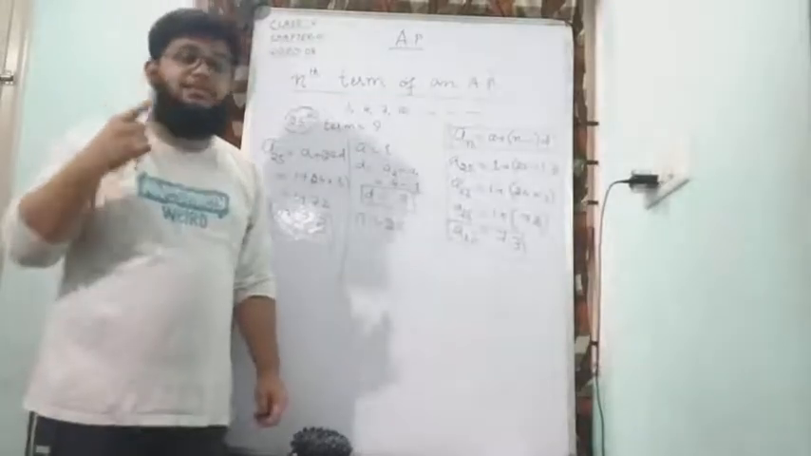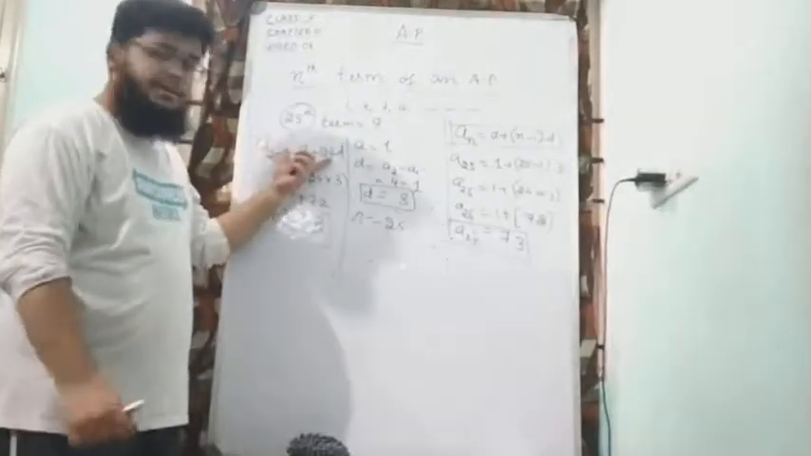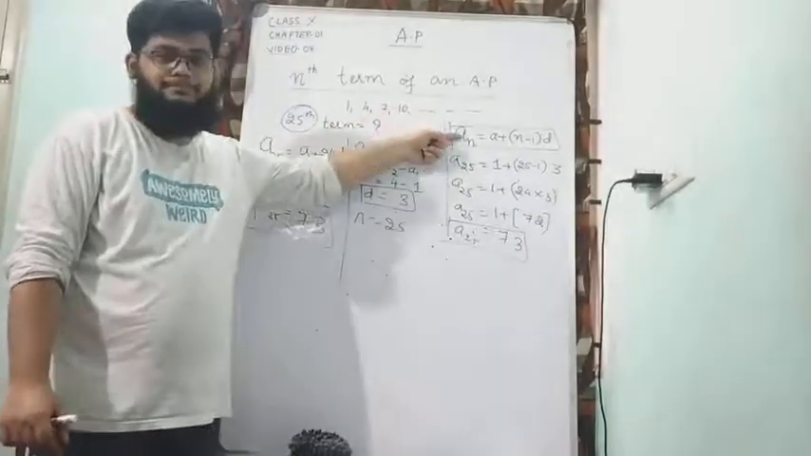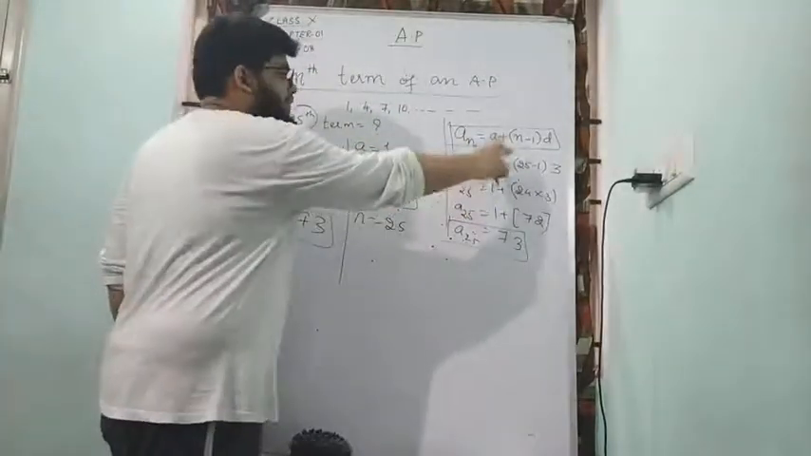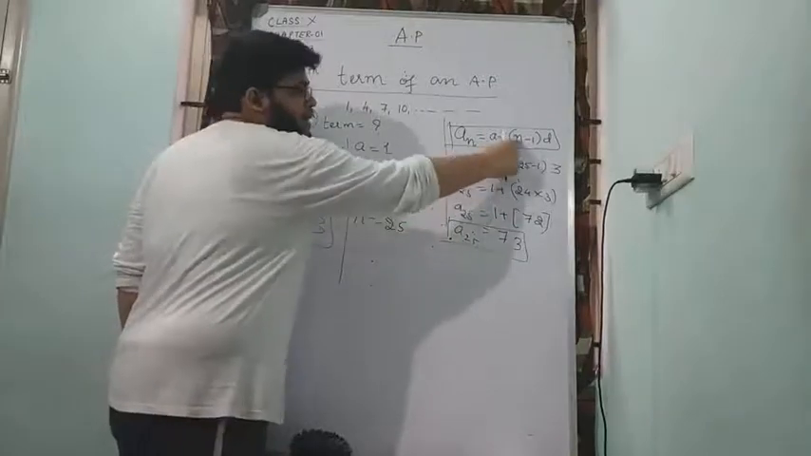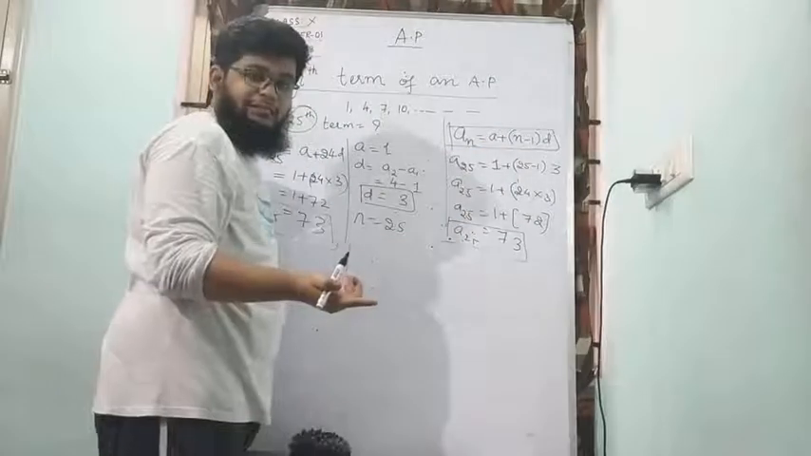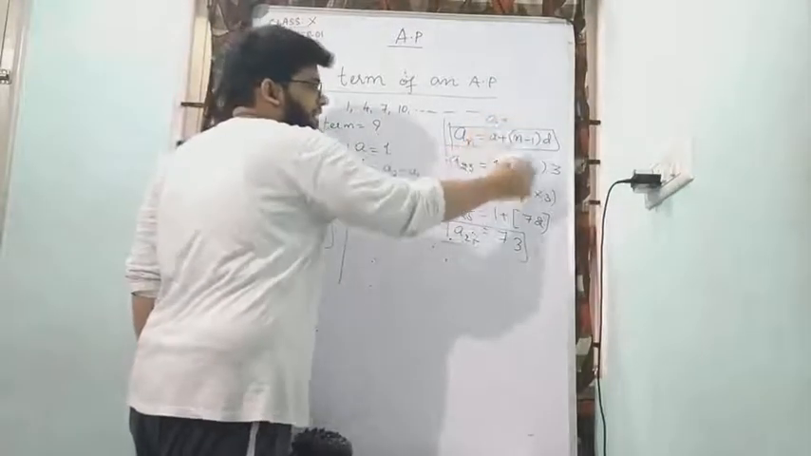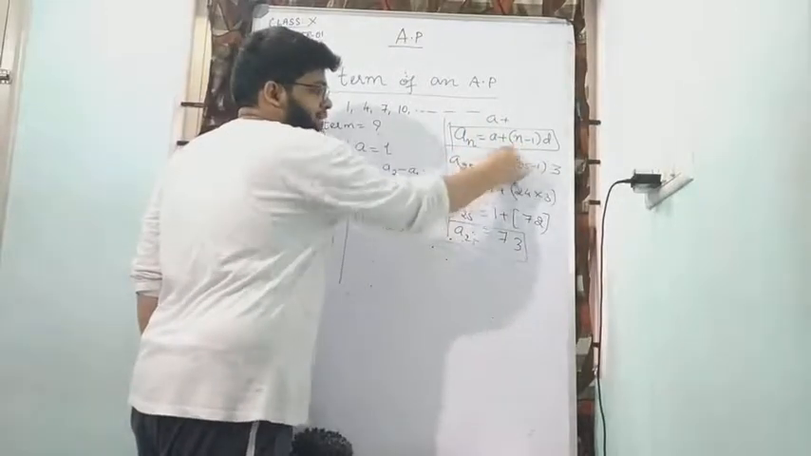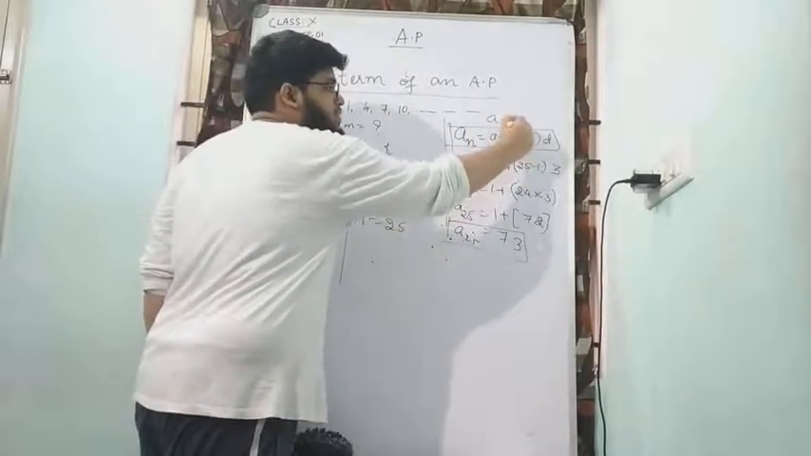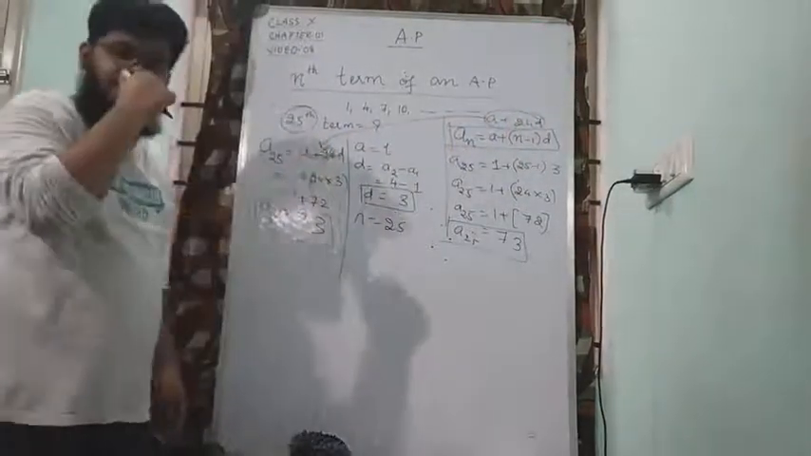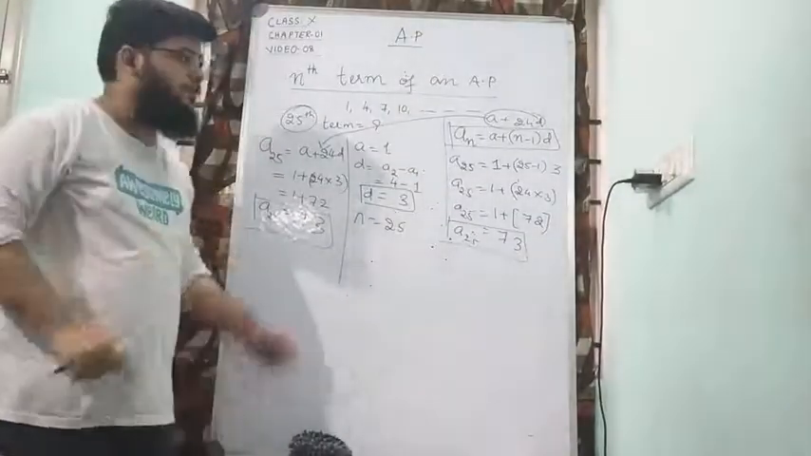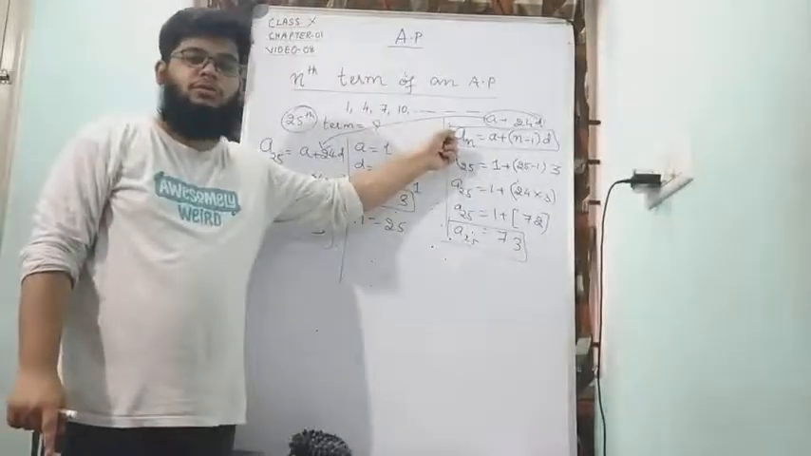Now the fact is we get this general form because of this formula only. So a plus, what is n here? 25. 25 minus 1 will be 24. So a plus, I write n is 25 and I have minus 1, 25 minus 1 is 24d. See, that became the general form. So even if you want to get the general form, we should depend on this formula only.